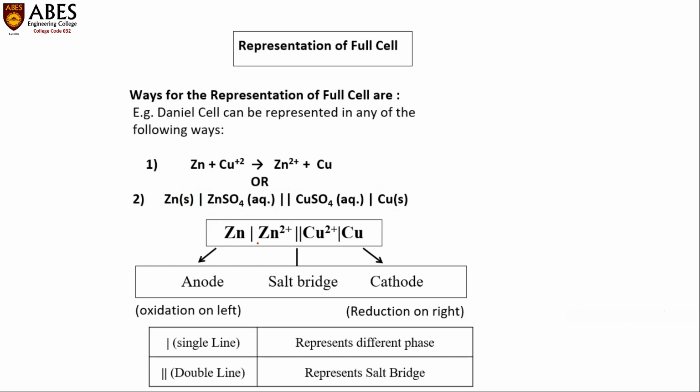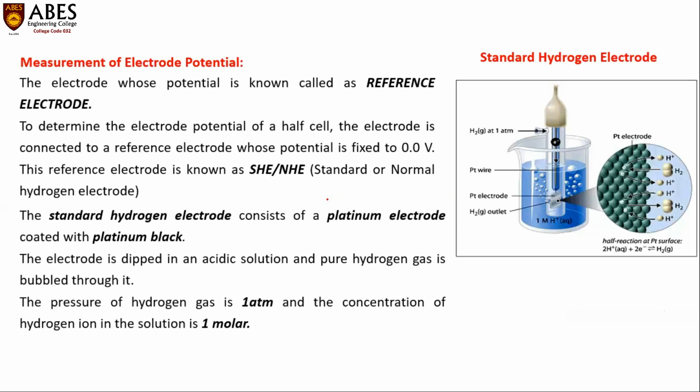Here zinc is converted to Zn2+ and Cu2+ to Cu. So here the single line represents a different phase and the double line represents the salt bridge. Now the question is, if we have a half cell, how can we calculate its electrode potential? For that, we use a reference electrode, which is known as the standard hydrogen electrode. And the property of this hydrogen electrode is that its electrode potential is zero at every temperature.